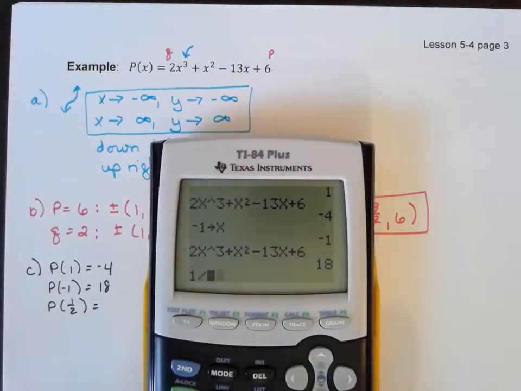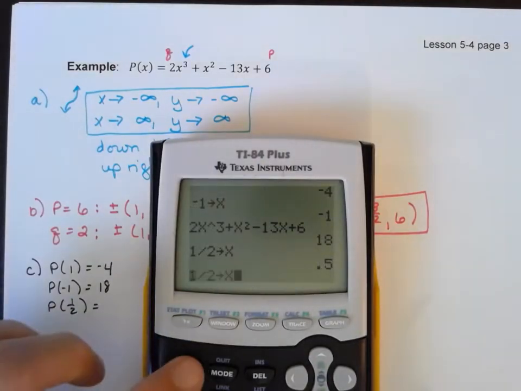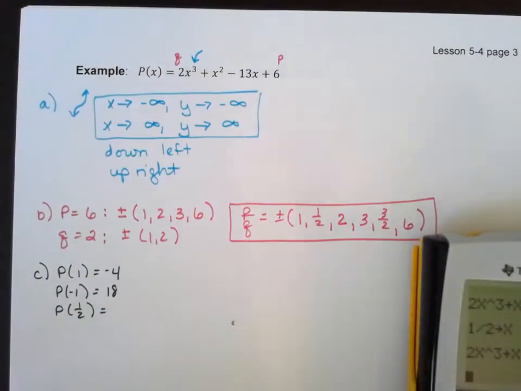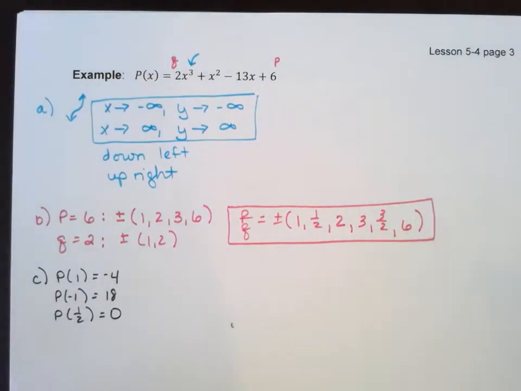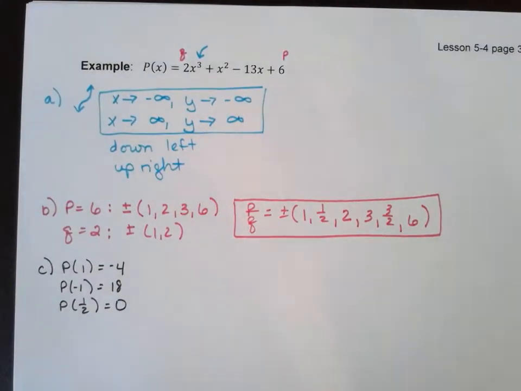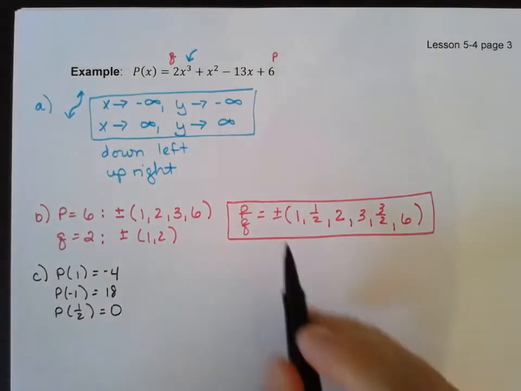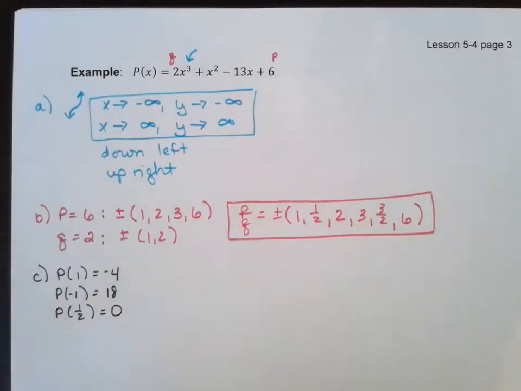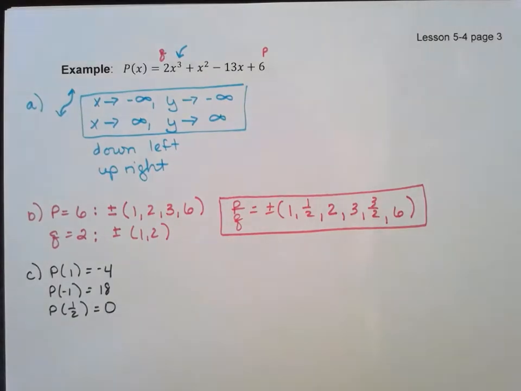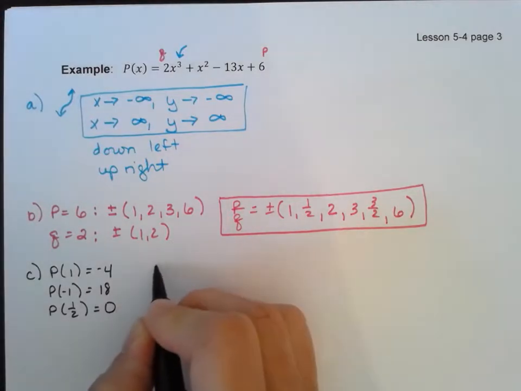So 1/2 store to x, enter. Oh, I get 0 this time. Once I get a 0, I stop. Now I know that you can just keep testing these until you find them all. That is not the process that I want you to follow for this class. Okay? Once you find a 0, you stop, you do synthetic division.